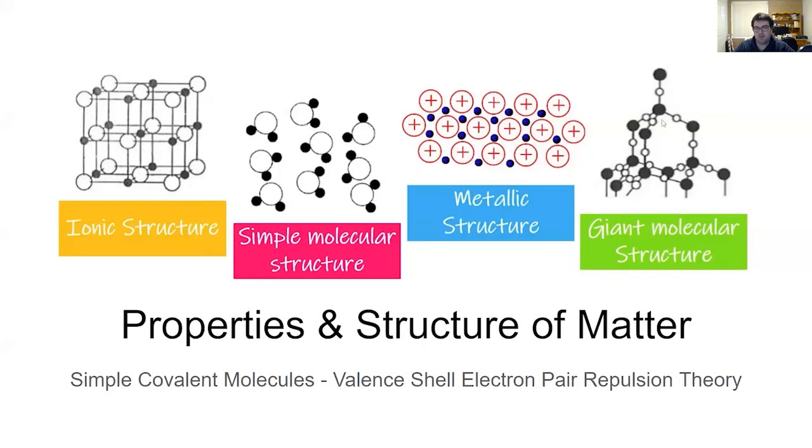Welcome, 11 Chem. Today we're going to take a look at simple covalent molecules and how their structure informs the properties of the materials that are made up of them. I'm also going to go through a little theoretical tool to help you predict the three-dimensional structure of small molecules. That's called valence shell electron pair repulsion theory.